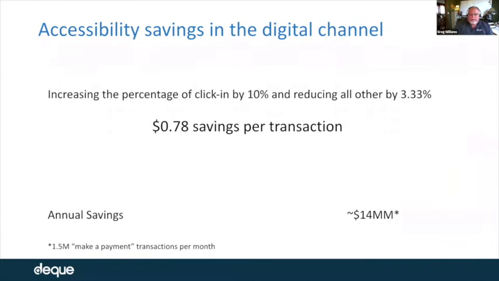So let's talk about the digital channels specifically. Think about that 490 billion. Think about people who are interacting in the digital channel.